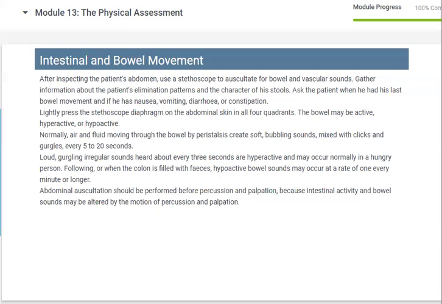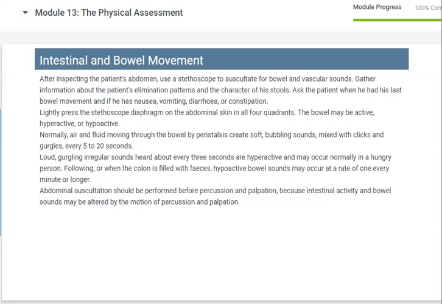Normally, air and fluid moving through the bowel by peristalsis creates soft, bubbling sounds, mixed with clicks and gurgles, every 5 to 20 seconds. Loud, gurgling irregular sounds heard about every 3 seconds are hyperactive and may occur normally in a hungry person. Following surgery, or when the colon is filled with feces, hypoactive bowel sounds may occur at a rate of 1 every minute or longer. Abdominal auscultation should be performed before percussion and palpation, because intestinal activity and bowel sounds may be altered by the motion of percussion and palpation.